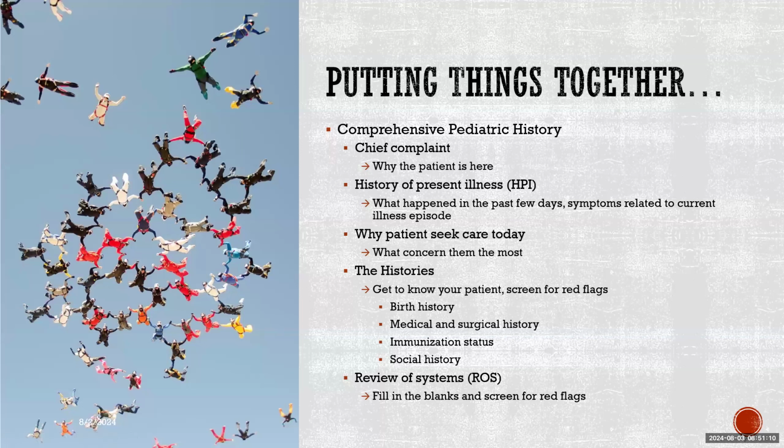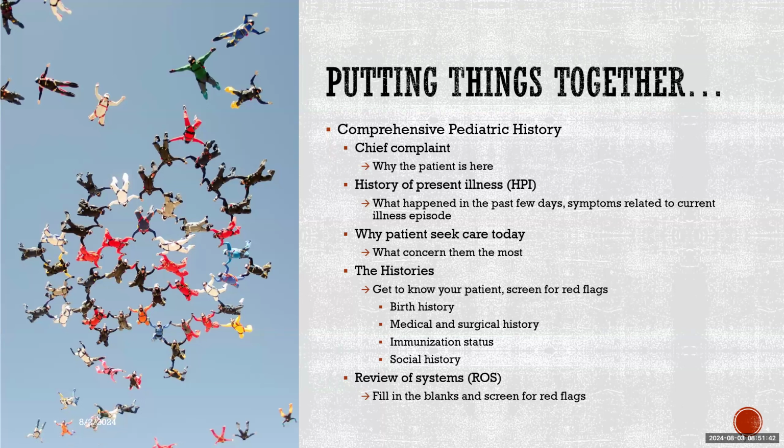Right. So kind of putting things together a little bit. You've been learning throughout the course about each separate part of the history, but this is what a comprehensive pediatric history will look like. So we're always going to have the chief complaint, which is why the patient is here. The second one is the history of present illness, or short form, HPI. So it's just what happened in the past few days.